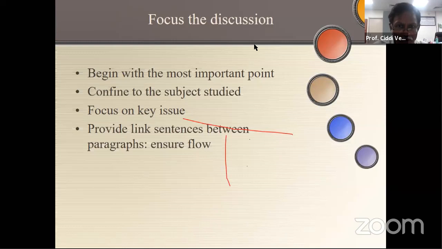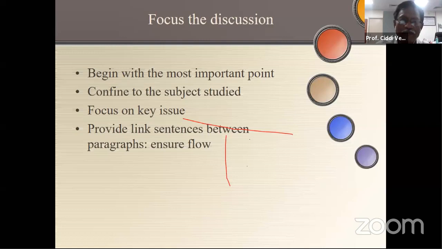So the focus should be: begin with the most important point. What is your important conclusion out of your experimentation? What is the subject studied? Focus on the key issues. Provide the link between the paragraphs. Ensure that it flows like a river. Don't introduce new information in between.